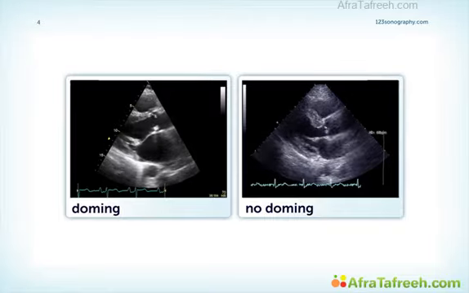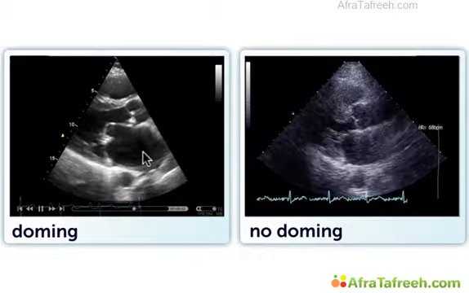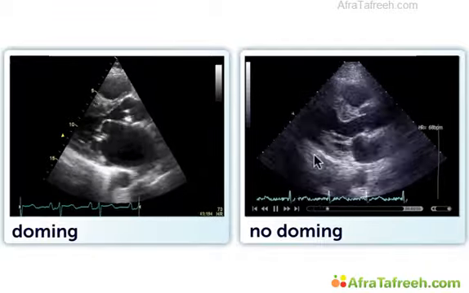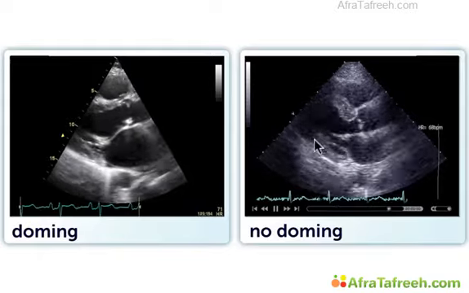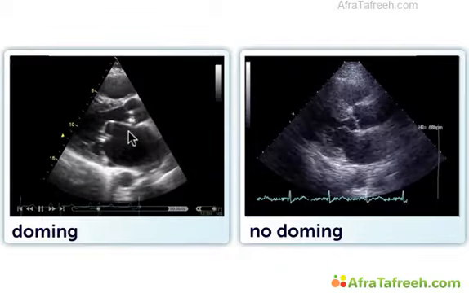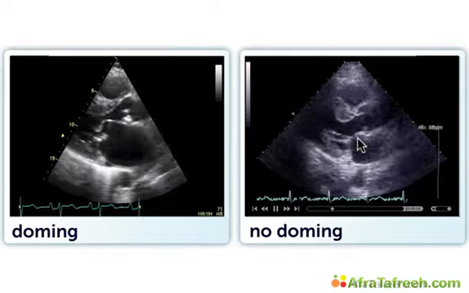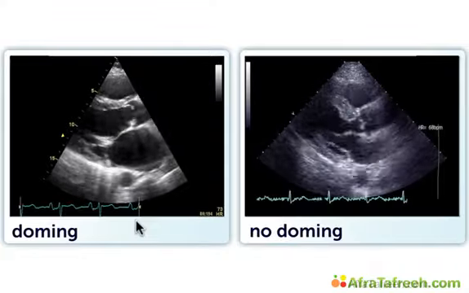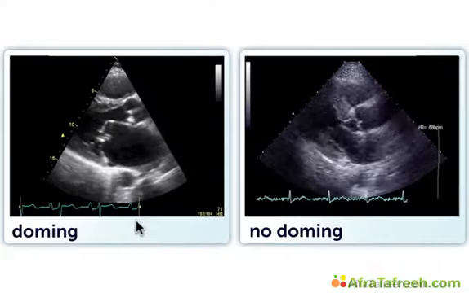This is an example. On the left-hand side, you see a patient with a classic doming in mitral stenosis, and on the right hand, you see a normal echo. Look at the motion of the anterior leaflet. Compare the two. Here you see the typical bulging motion of the anterior leaflet, while the leaflet opens completely normal here in this normal patient.